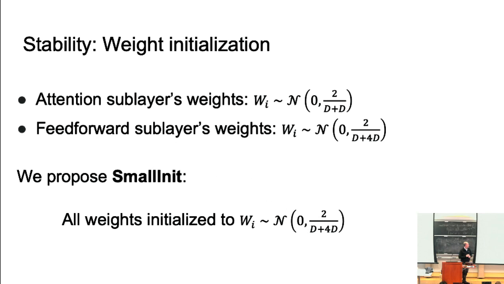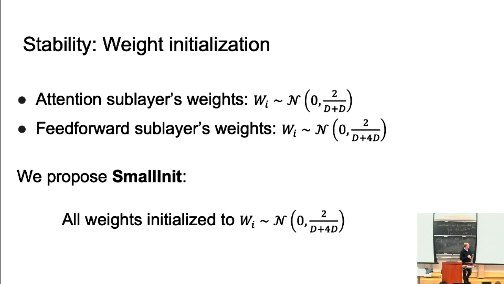So the investigation came up with this problem: very likely the weight initialization is not really the best that could be done, especially as the attention sublayer has a different initialization. So it has, in general, larger weights than the feedforward sublayer. And they decided to use this small init, to initialize all the weights in the smaller range used for the feedforward network.